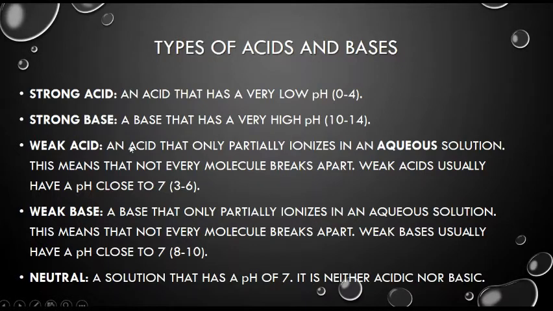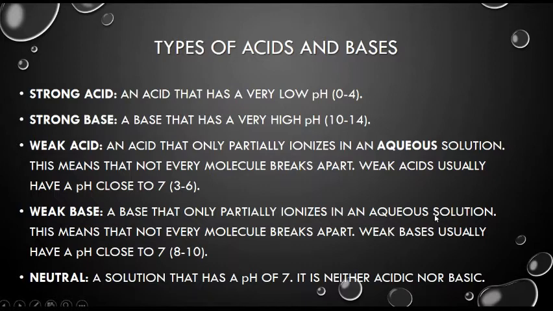A weak acid is an acid that only partially ionizes in an aqueous solution. What this means is that only some of those molecules will break apart, and that doesn't leave very many hydrogens in the water, so it's going to have a pH close to 7. 7 is neutral, by the way, so it's going to have a pH from 3 to 6.